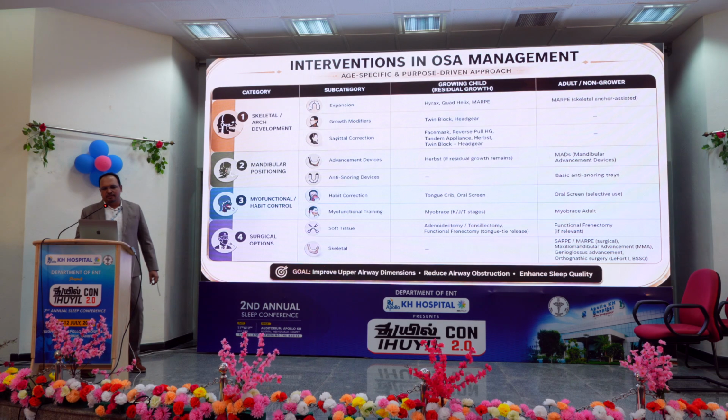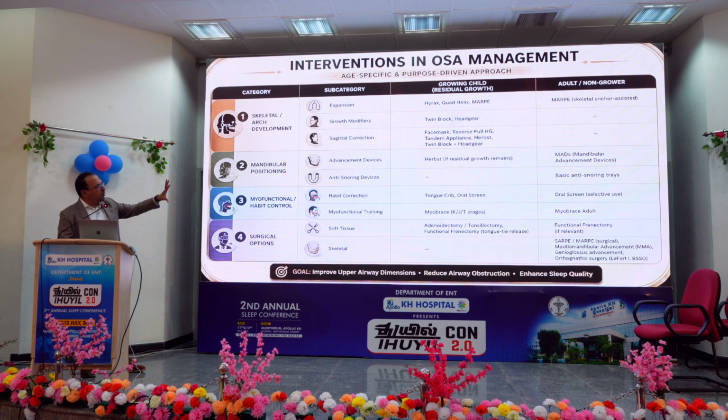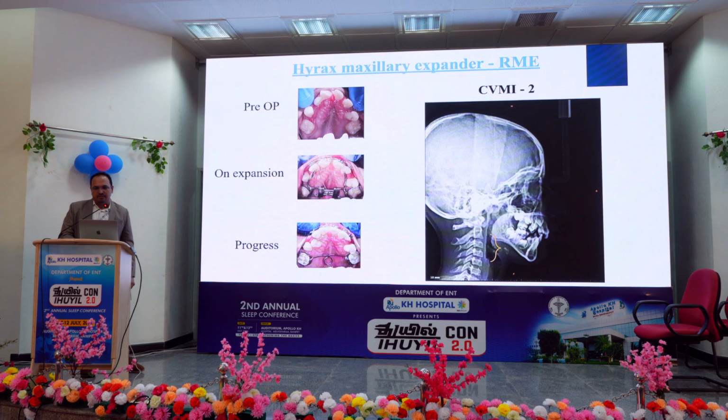Then coming to the intervention part, we are looking at expansion, we are looking at growth modification. These are a whole set of appliances for the growing child and the grown person. In terms of appliances, what we generally use are headgears, twin blocks, quad helix, Hyrax appliances. We just skim through all these types of appliances, how they look. The top ones are more for skeletal problems. The tongue grip and the oral screen are more for when the problem is habitual in nature. We're looking at these options for the patient.